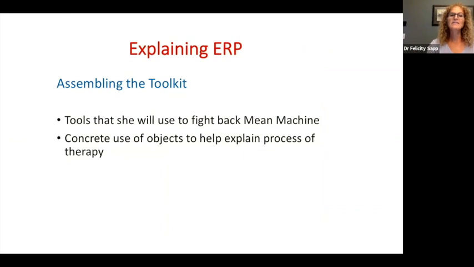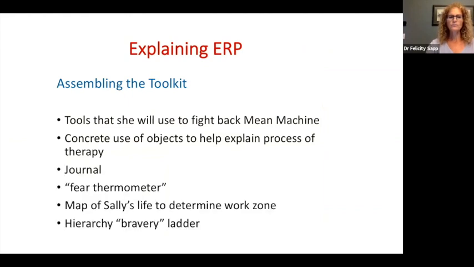Okay. So it was important for parents and Sally to understand that she's going to need some tools to fight back Mean Machine. And again, given her age, concrete objects were used a lot. So her journal was a main one. We created a fear thermometer. I don't have one here to show you. I showed people one in the last webinar, but it was the same idea. We created a fear thermometer that she could use to rate how much Mean Machine was bothering her.